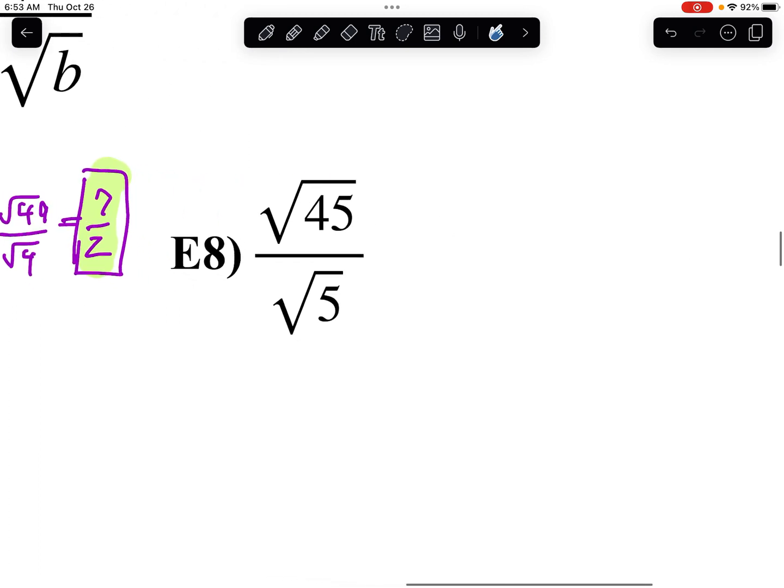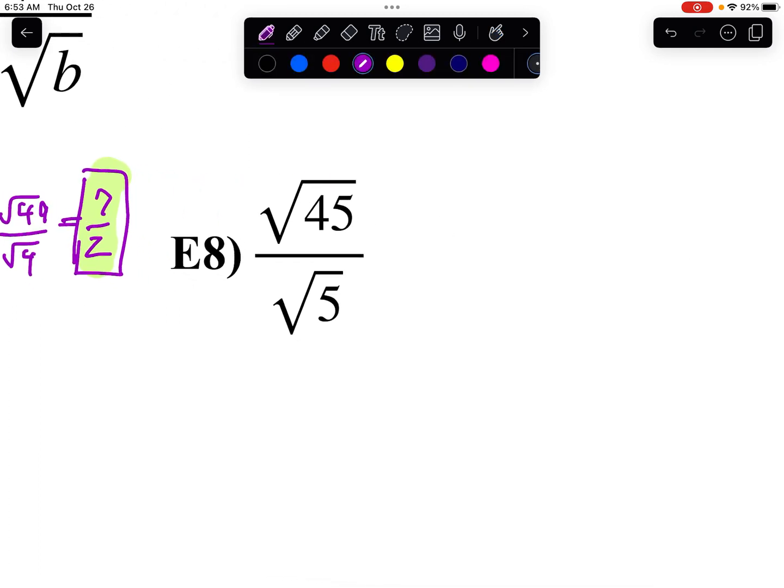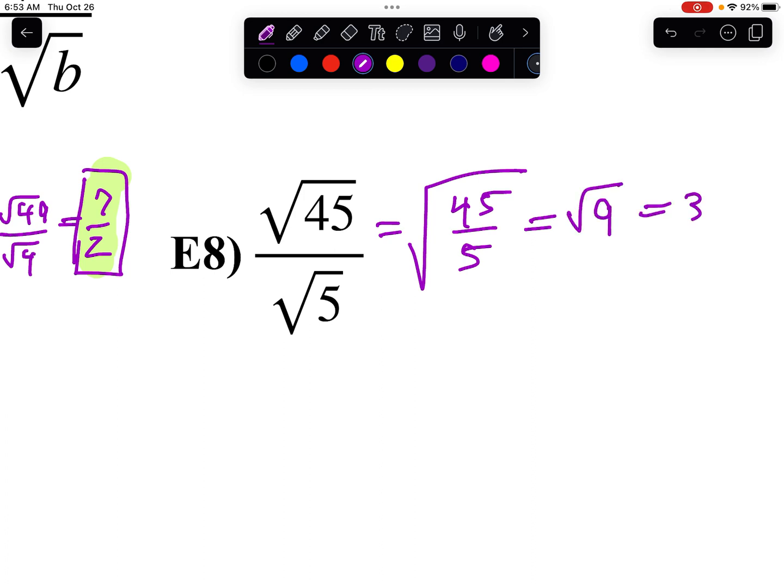Now if we look at example 8, notice square root of 45, I'd have to make a factor tree for. But notice 5 goes into 45. So I can do this as the square root of 45 over 5. 45 divided by 5 is 9. Oh, look at that. That turns out so pretty. Square root of 3.